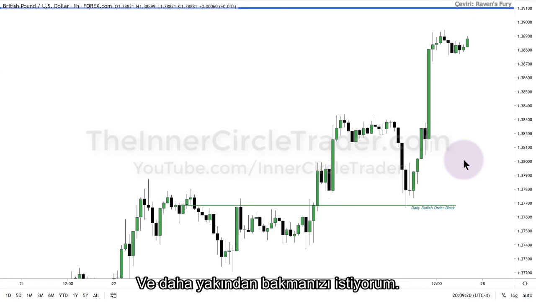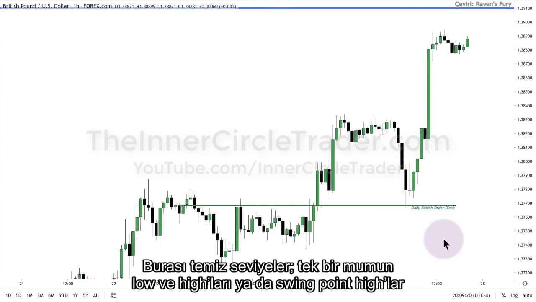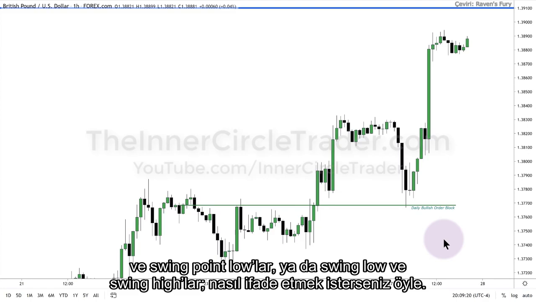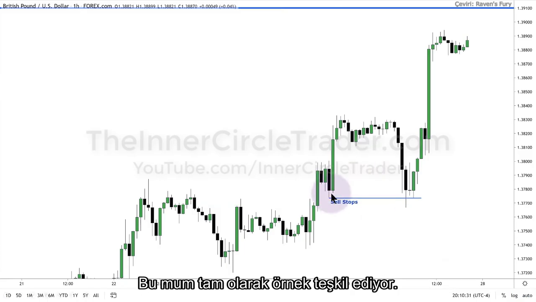Zooming in here, you can see again, this is the daily bullish order block level. And I want you to look closer. Think about what I was showing you on the weekly chart. Those clean levels are singular candle lows and highs, or swing point highs and swing point lows, or swing lows and swing highs, depending on how you want to say it. They have stops above and below those as well.